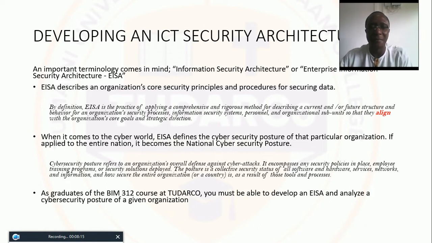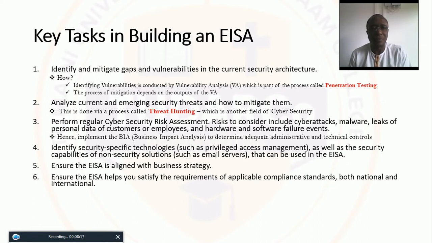What are the key tasks in building an information security architecture? The key tasks we normally go through are 6, which I will try to summarize. Identify and mitigate gaps and vulnerabilities in the current cyber security architecture. You identify and mitigate gaps and vulnerabilities.